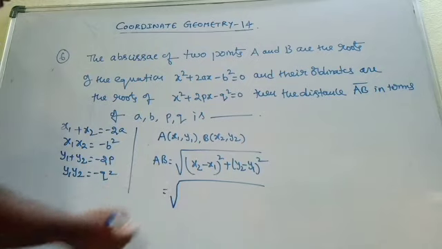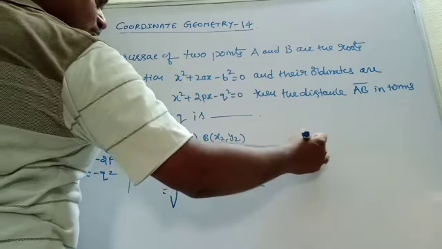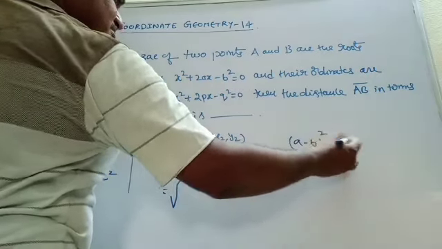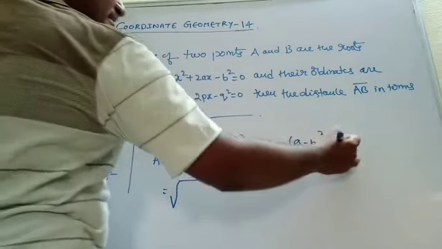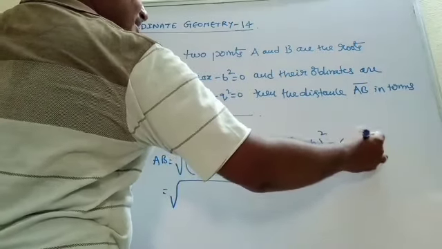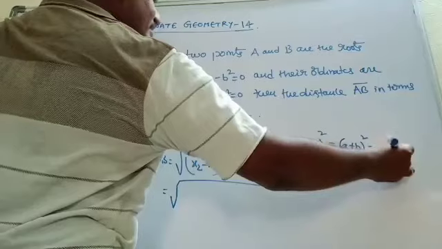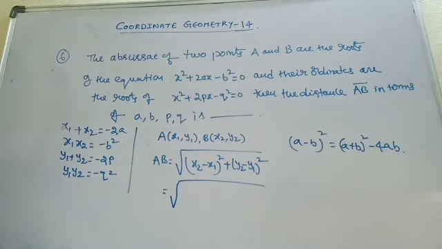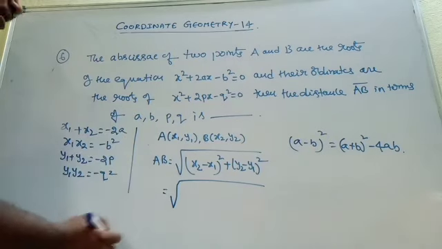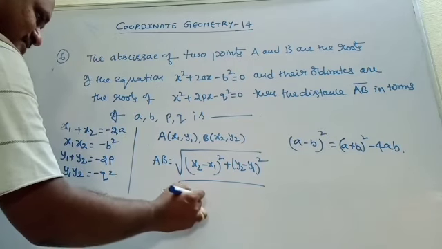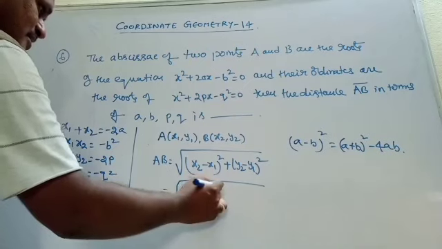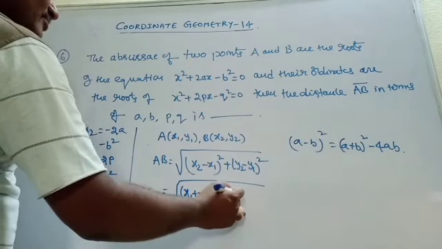We know one formula: a minus b whole square is nothing but a plus b whole square minus 4ab. You can write it like this. Let us use this formula, and we write this as x1 plus x2 whole square minus 4 x1 x2.